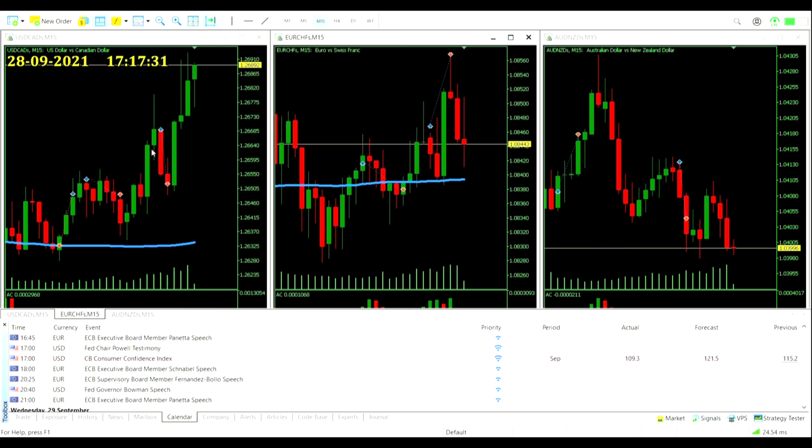Here's the big one though, the consumer confidence that came in at 5 o'clock. It did come in weaker despite the fact that we are seeing the dollar strengthen here. That is 109.3 actual against 121.5 forecast. So quite a miss there. Consumers not as confident as the forecasts expected them to be.